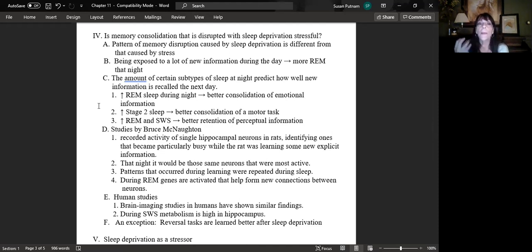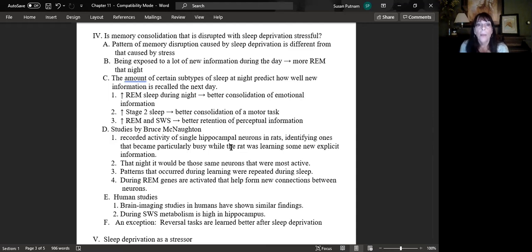If you get increased amounts of REM sleep during the night, you tend to have better consolidation of emotional information. Now, again, remember that the limbic system is really active during REM sleep. An increase in stage 2 sleep seems to be more associated with better consolidation of a motor task. If you put together more REM and slow wave sleep, you seem to have better retention of perceptual information, seems to be correlated with that.